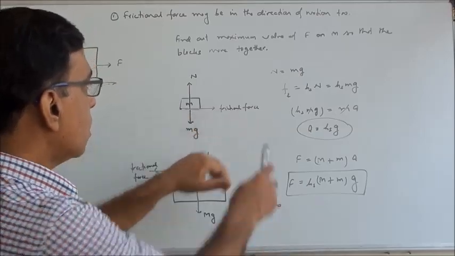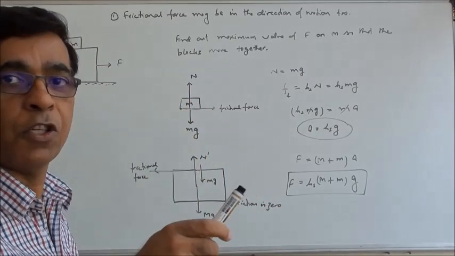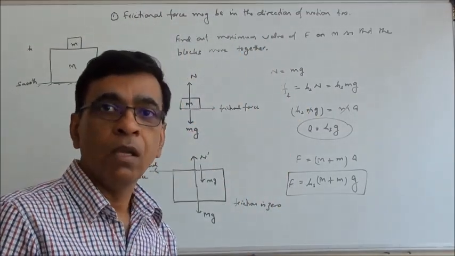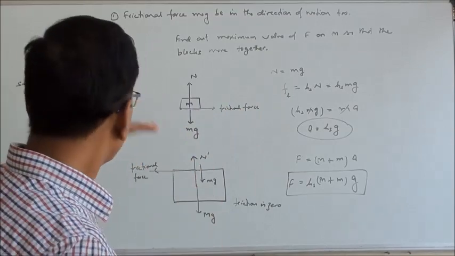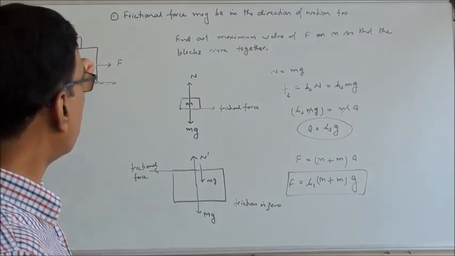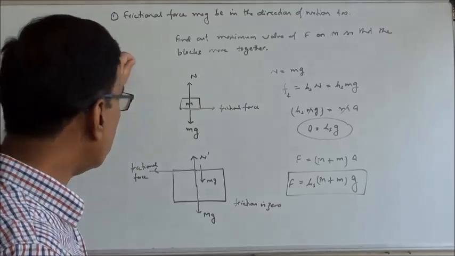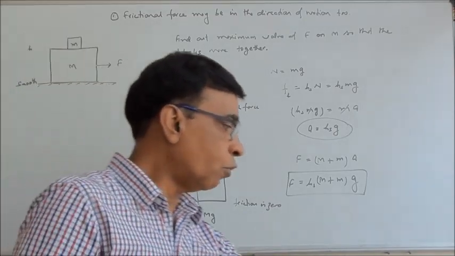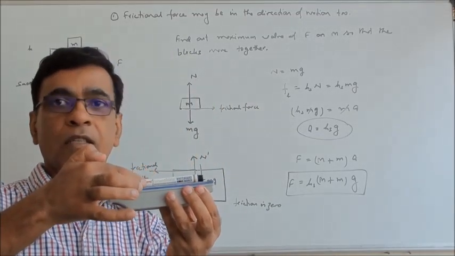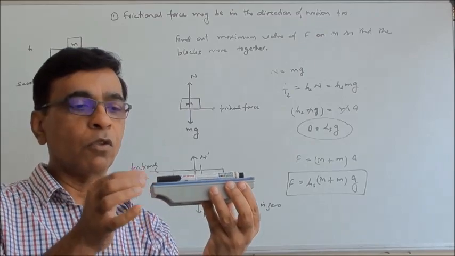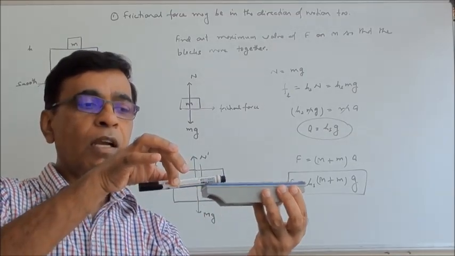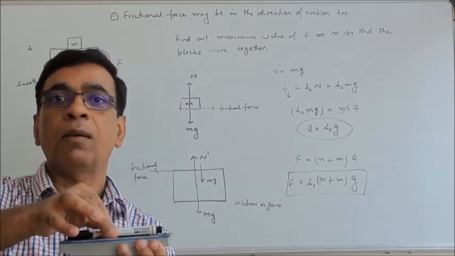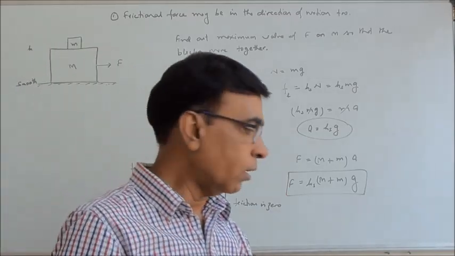So frictional force may act in the direction in which the body is moving. Rather, the block is being accelerated because of frictional force. Now imagine there is no friction between the two bodies. What will happen? You apply a force and only the lower block will move forward, while the upper one will remain there and fall down. So it is the friction between the two which keeps them in motion together.